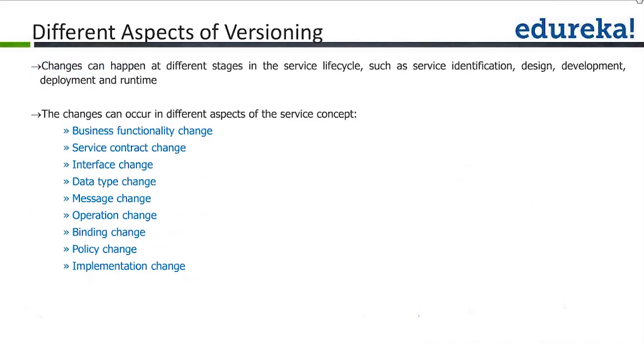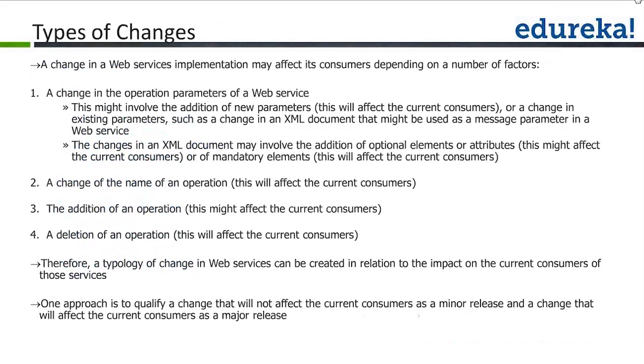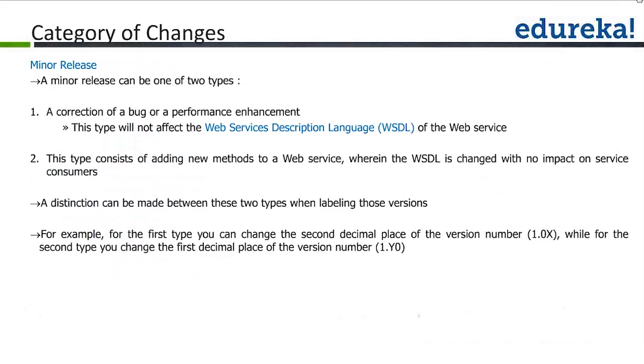WS policy is another big area under SOAP services. Implementation change, just like the business functionality change, right? So these are the types of changes. The examples that I was giving you earlier have been given in this slide: a change of name of an operation, an addition of an operation, a delete of an operation. I already discussed this slide, the examples which I was giving you on the previous slide, right?